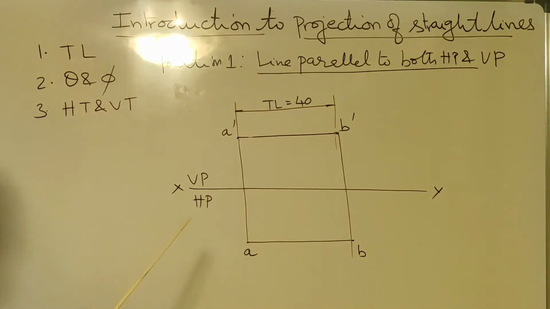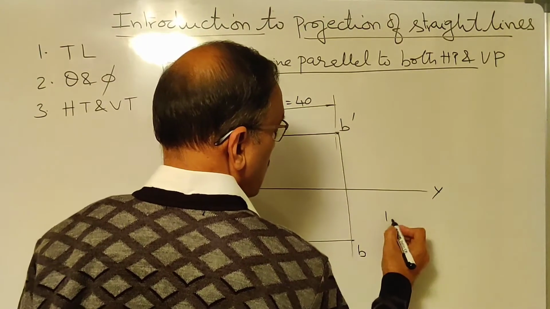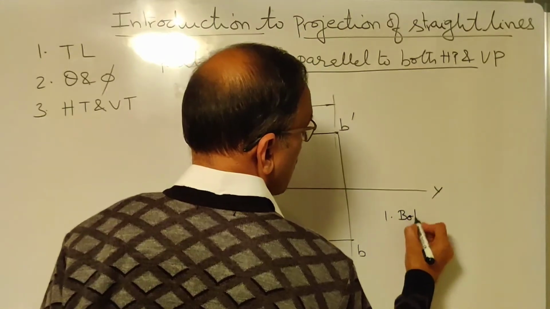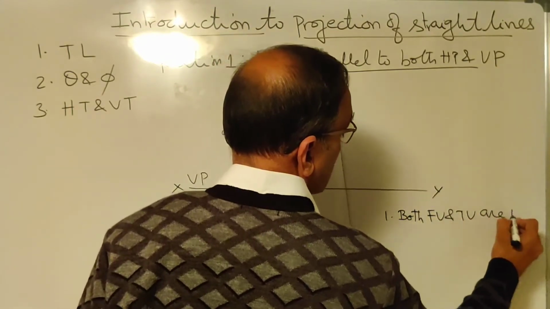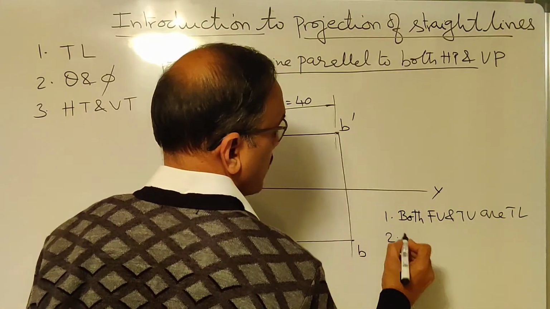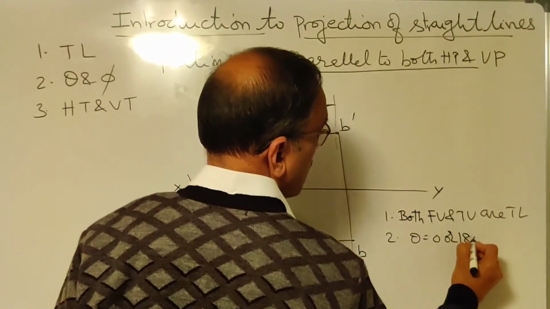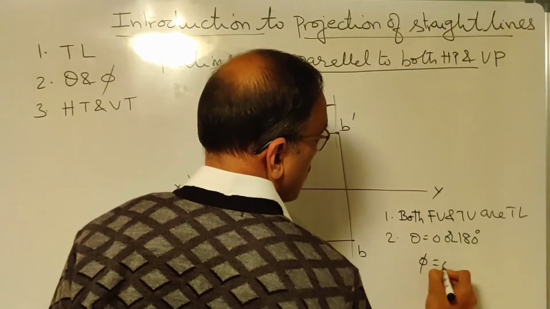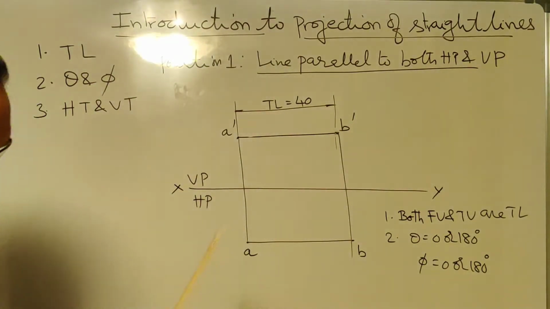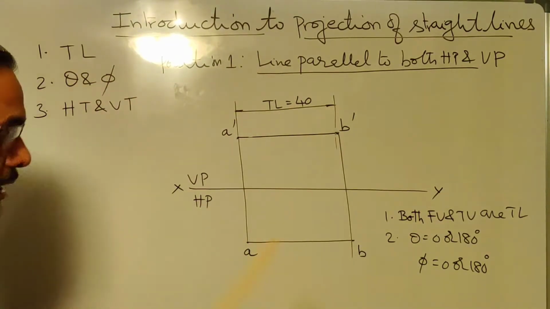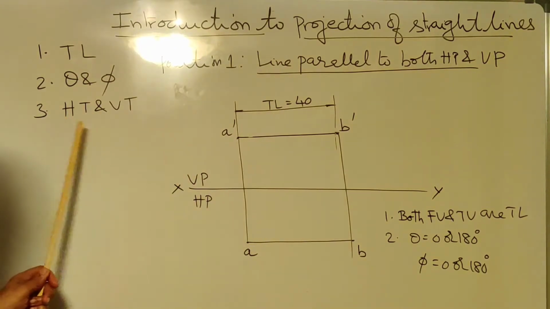I will write them here. One, both front view and top view are true length. That is the first statement. Second, theta is equal to 0 or 180. Similarly, phi is equal to 0 or 180 degrees. Done. Because the line is parallel to HP and also VP. Now, what is HT and what is VT?